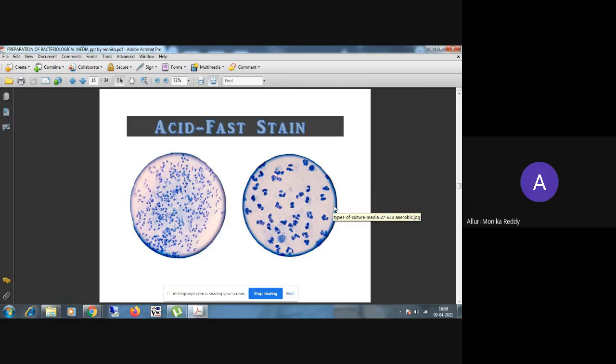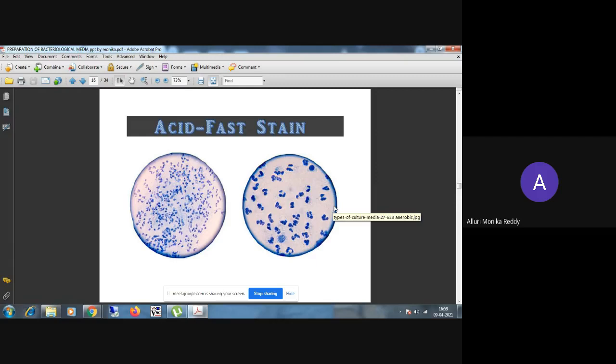For acid fast staining, we use a stain named Ziehl-Neelsen carbol fuchsin. The cells become bright red. Then the smear is rinsed off with alcohol, that is, it becomes decolorized. The acid fast bacteria remain red, while the other bacteria lose their color. This is what happens in acid fast staining.